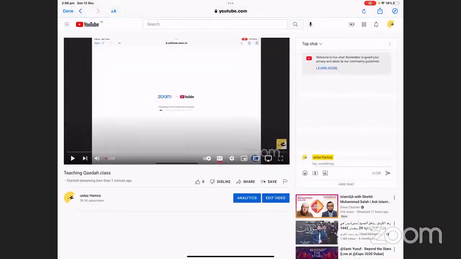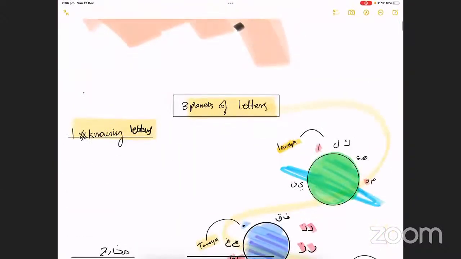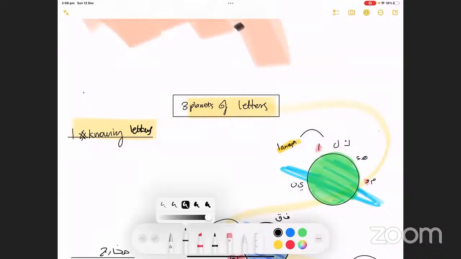It's very important that you have a roadmap when you're learning qaedah, guys. To be very honest with you, when I was learning qaedah, I had no clue. I didn't know what I'm doing. I thought I was crazy. I used to learn letters and try to memorize them, and I didn't know what I was doing.